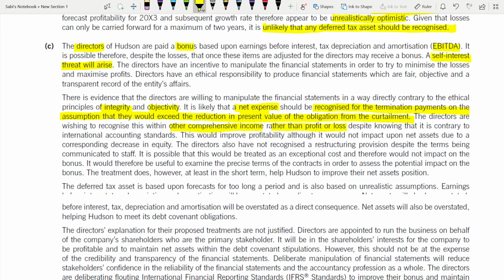So this would improve profitability. Exactly, although it would not impact upon net assets due to a corresponding decrease in equity. Right? So it will not have an impact upon net assets. Why? Due to a corresponding decrease in equity. So the directors also have not recognized a restructuring provision despite the terms being communicated to staff. Even though they have communicated to staff, they have not recognized a restructuring provision. It is possible that this should be treated as an exceptional cost and would therefore not impact on the bonus. Right? It would therefore be useful to examine the precise terms of the contracts in order to assess the potential impact on the bonus. The treatment does, however, at least in the short term, help the company to improve its net assets position.